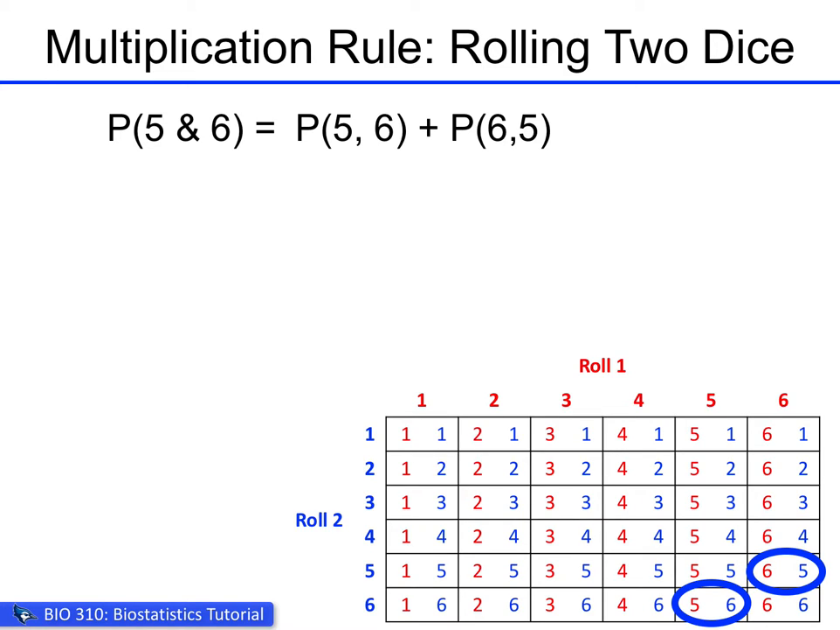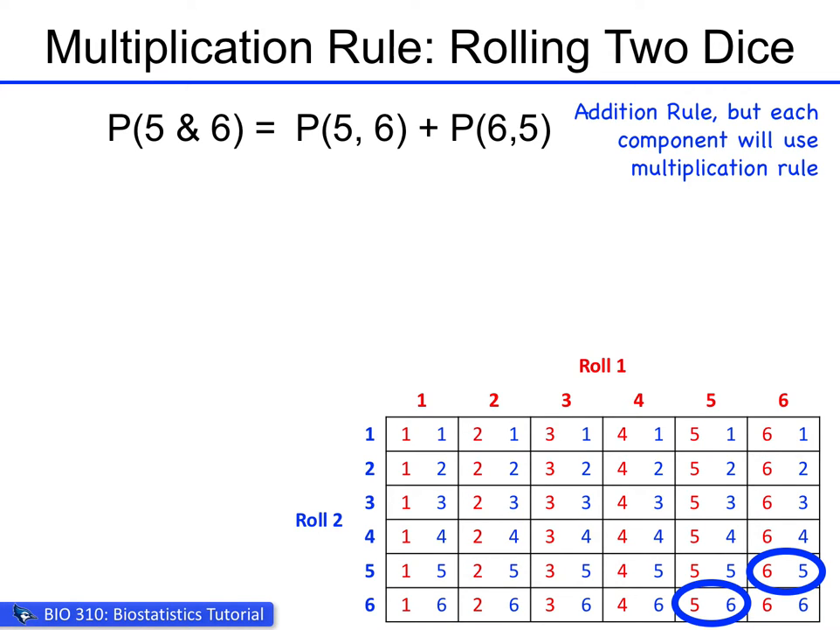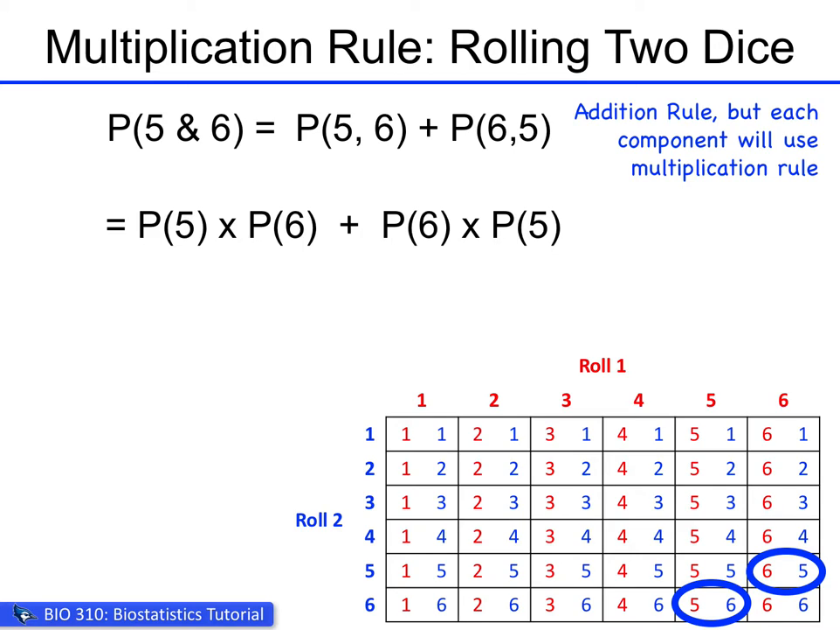So we'll add together the probabilities of each of these things happening. Okay? Meaning that this involves the usage of the addition rule here, but the calculation of each of these components, the probability of a 5 then a 6, and the probability of a 6 then a 5, both of these are going to utilize the multiplication rule. Okay? And this breaks down into the probability of getting a 5 multiplied by the probability of getting a 6, plus the probability of getting a 6 times the probability of getting a 5 on that second die.